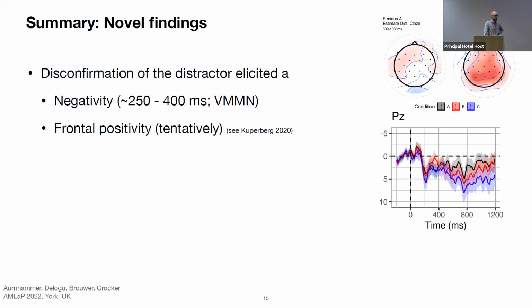Now, some novel findings. The disconfirmation of the distractor elicited this earlier negativity. I think many experiments looking at disconfirmations often elicit both an N400 and a frontal positivity. I think exactly because we managed to remove the N400 from the equation here, we are maybe able to get a clearer view on this, because otherwise this earlier negativity may just overlap with the N400 and would be one big deflection. So that's at least one possible explanation. And a little more tentatively, I think we also found exactly the frontal positivity, and interestingly, it can co-occur with the parietal P600.